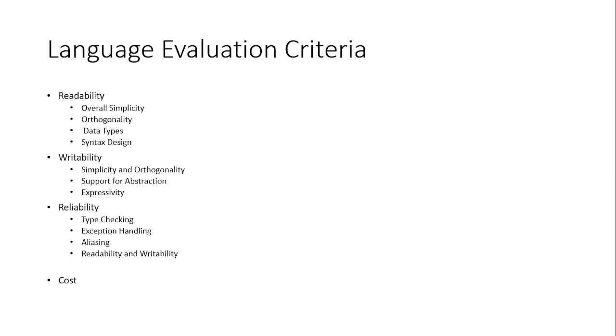Their writabilities are also quite different for writing systems programs such as an operating system, for which C was designed. And based on this, for writability we have some important characteristics that influence it. They are simplicity and orthogonality.